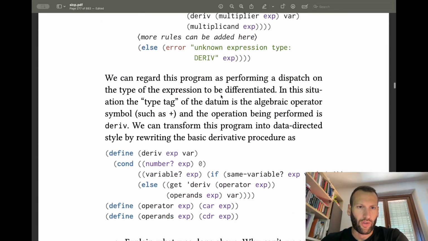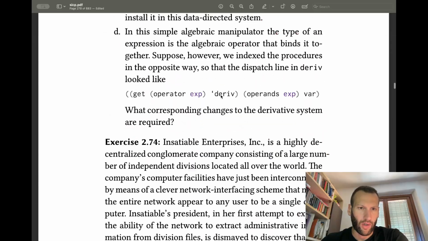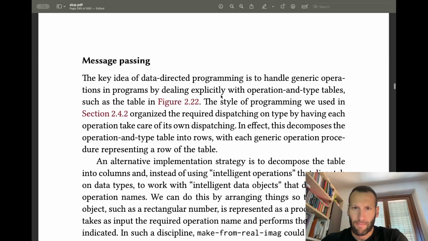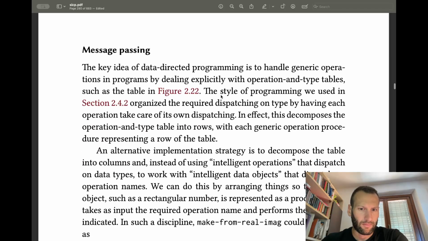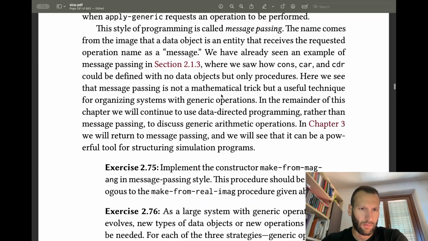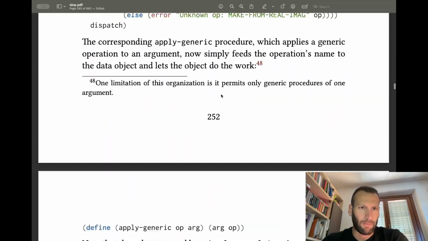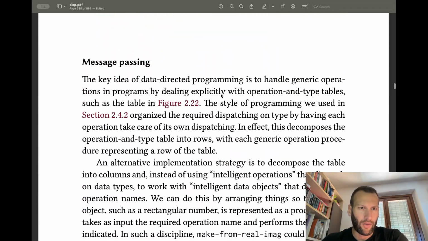Okay, exercises, a lot of exercises, message passing. Let's see. Okay, last paragraph, and then I stop.